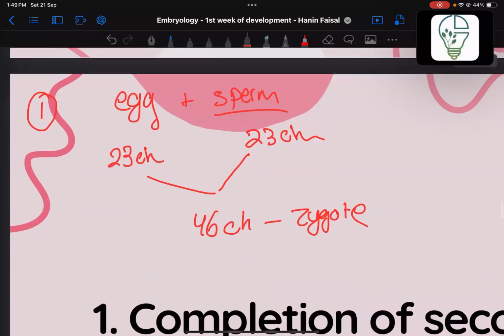The second outcome of fertilization: since we're taking chromosomes from the maternal side and from the paternal side, there's going to be a mix of chromosomes, and this causes the genetic variation. So that's the second outcome.